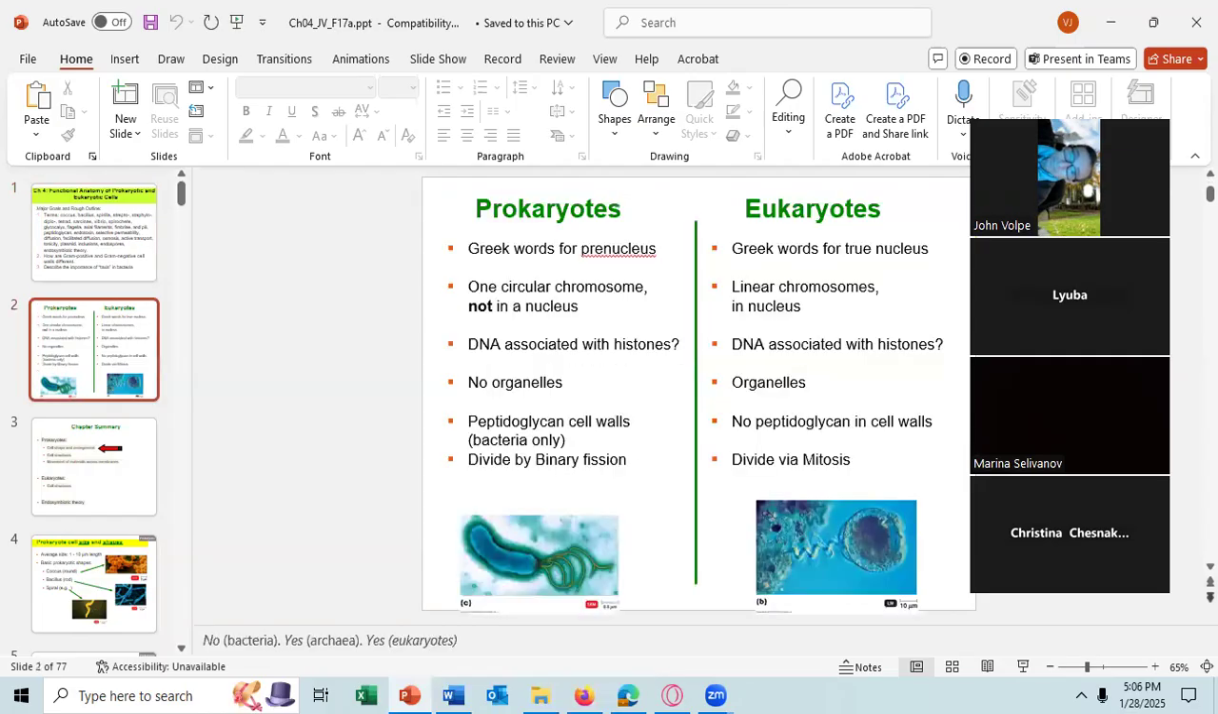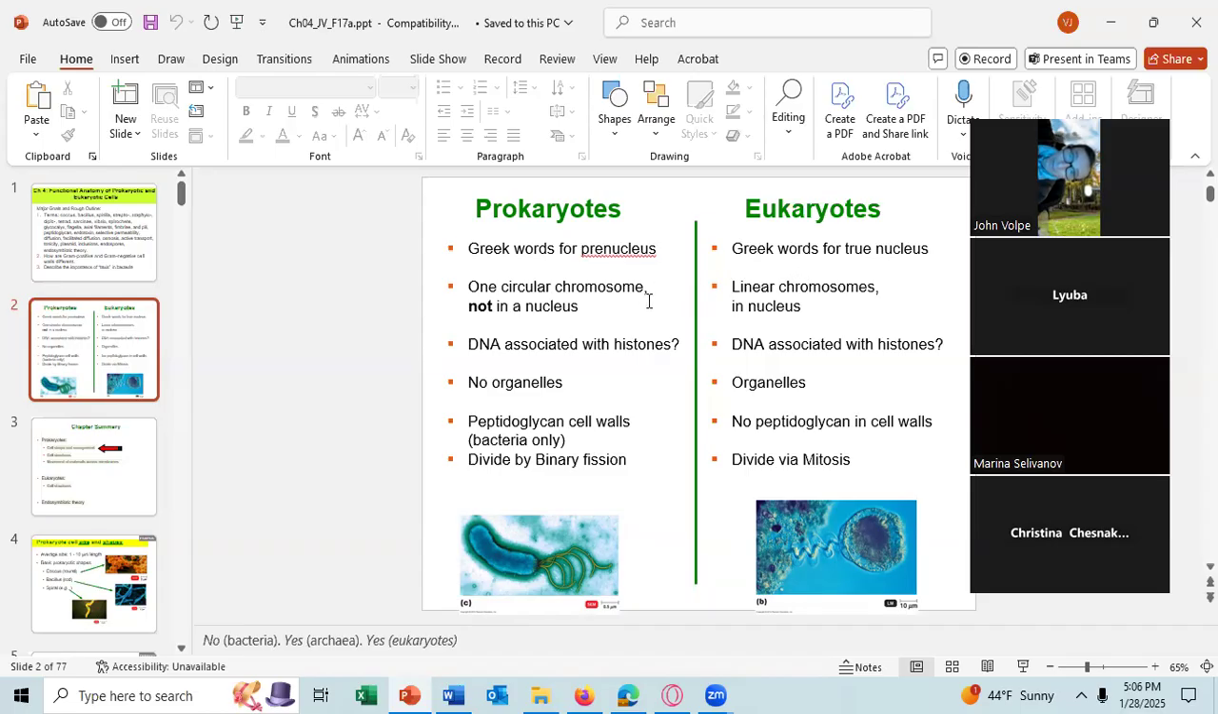Prokaryotes compared to eukaryotes differ in that the Greek word for prokaryotes actually means pre-nucleus. Prokaryote, pro means pre, and then karyote means kernel, and they're taking that to mean nucleus. Eukaryote, eu means true, and so it's Greek for meaning true nucleus.